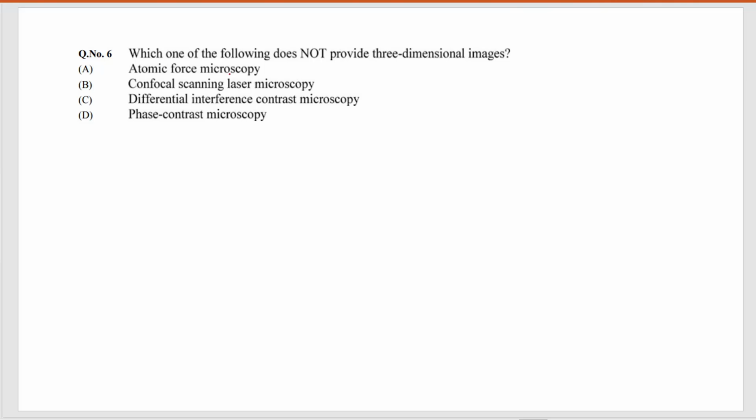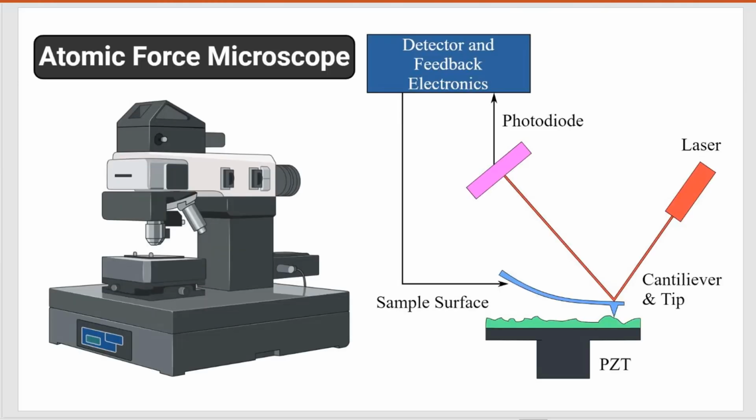Which of these does not provide three-dimensional images? So we have here atomic force microscopy, confocal scanning laser microscopy, differential interference contrast microscopy, and phase contrast microscopy. These are not the usual compound microscope, but specialized microscopes. Each one has its specific function, which we will see one by one. First we'll see the atomic force microscope.